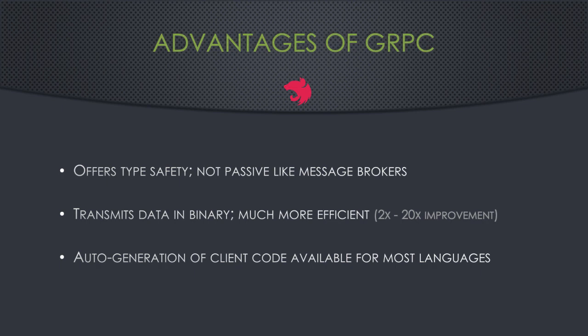Second, gRPC encodes messages to binary before transmitting, which is much more efficient than sending JSON text. How much better it is depends on what you're sending. In my experience, it's very common to see 2 to 10 times smaller payloads. However, in some circumstances, you can do even better than that.